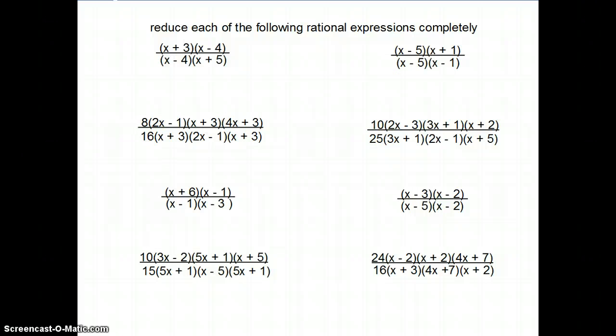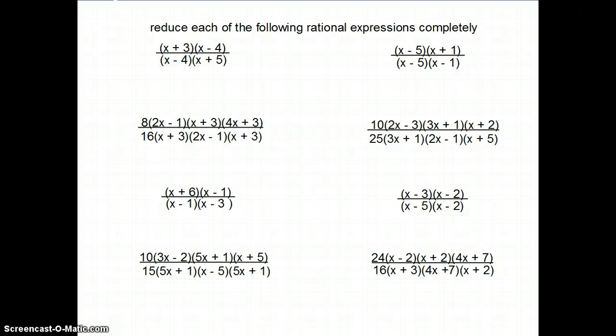Now we're going to reduce each of the following completely, just as we did on the previous slide. What we are going to do is look for identical common factors between the numerator and the denominator. Now, if you notice, each of these has been factored completely for you. Both the numerator and the denominator cannot be factored any further. So all we are going to do is look for identical factors between the top and the bottom of each fraction. So for this first one, I see an x minus 4 repeated on the top and the bottom, so I can cancel out that entire factor.